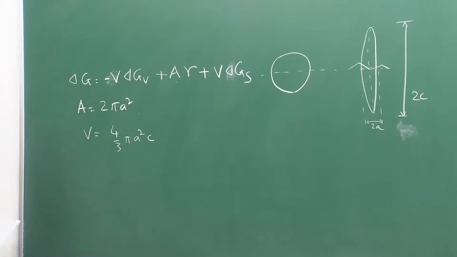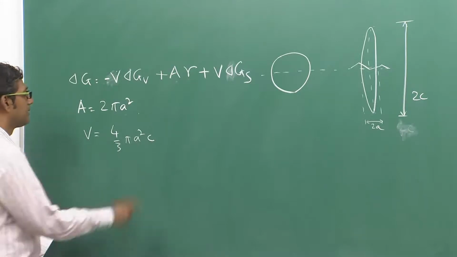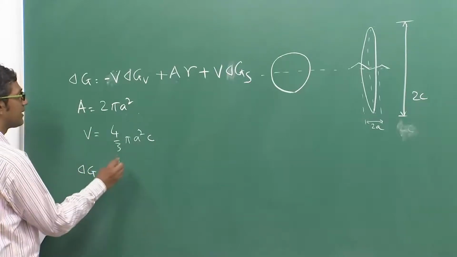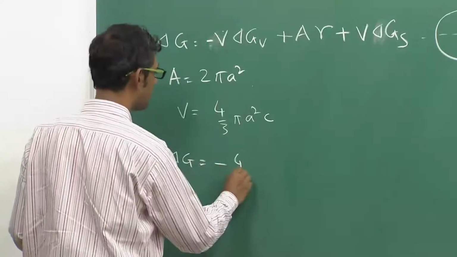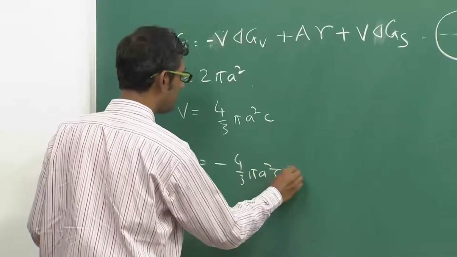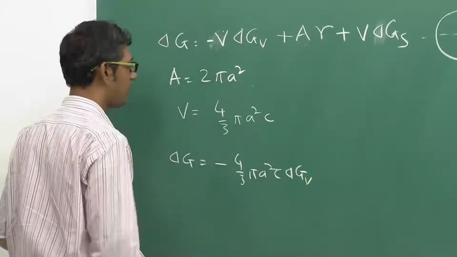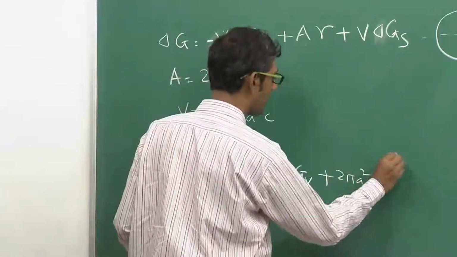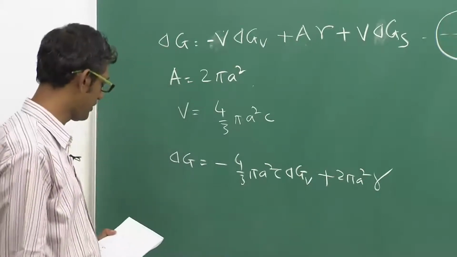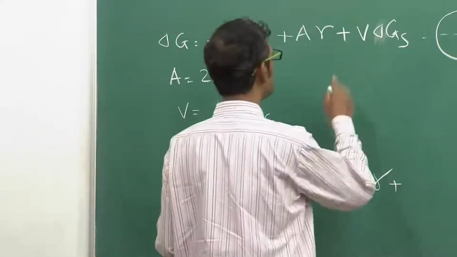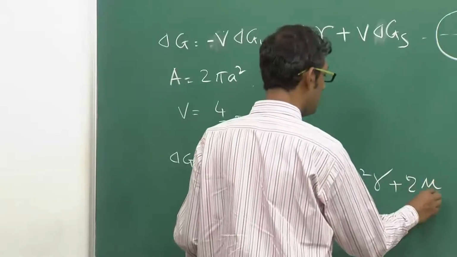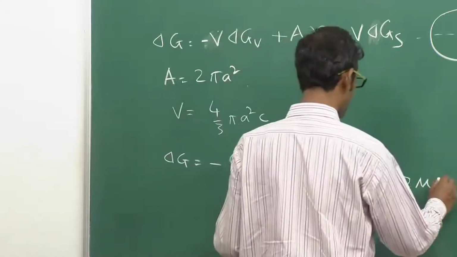That is also understandable, but the difference will come in the strain energy term. So let us write that delta G is nothing but minus 4/3 pi A square C delta GV plus 2 pi A square gamma. Gamma is the interfacial energy between austenite and martensite. The strain energy term has to be determined very carefully. This will be equal to 2 nu, nu is the shear modulus, okay.